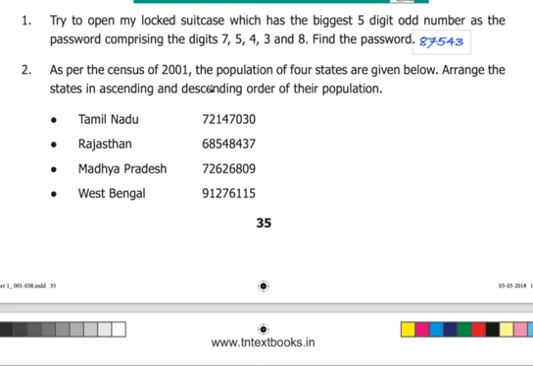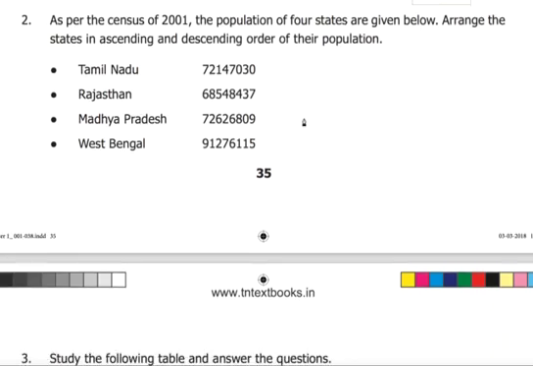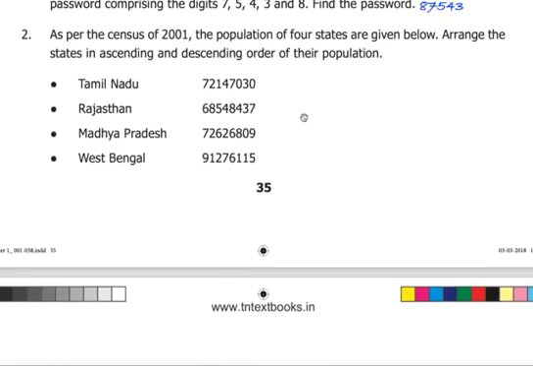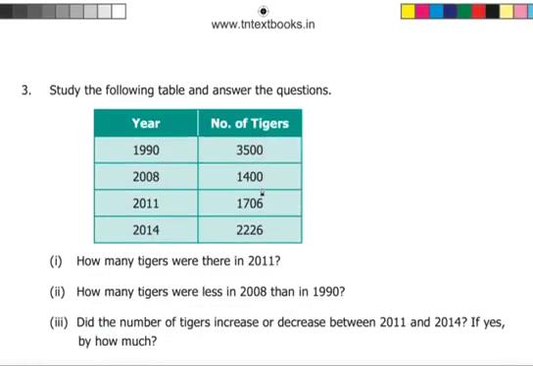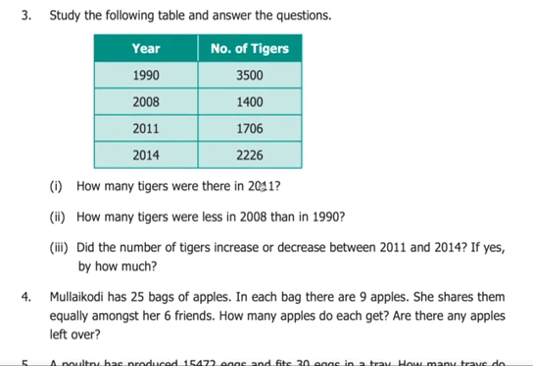The numbers and the 2000 population of 4 states are given below. Arrange the states in ascending and descending order of the population, which you have been doing from the earlier classes. So you can do this. Study the following table and answer the questions.